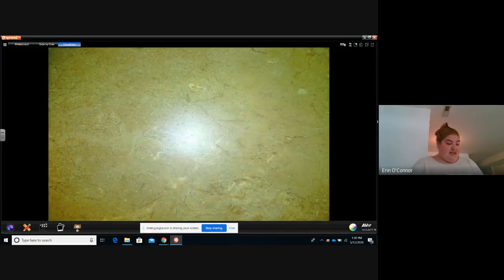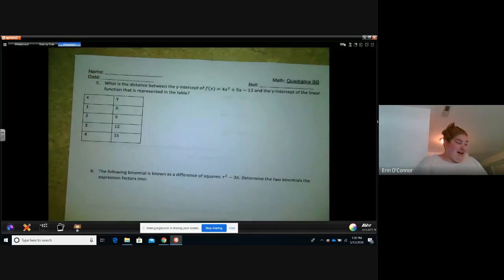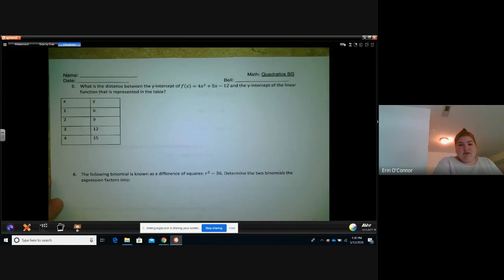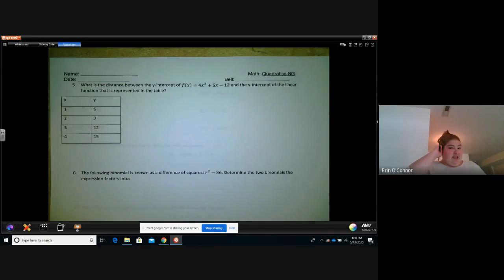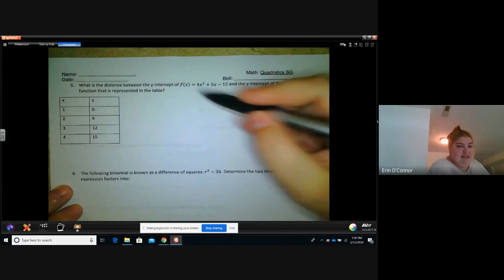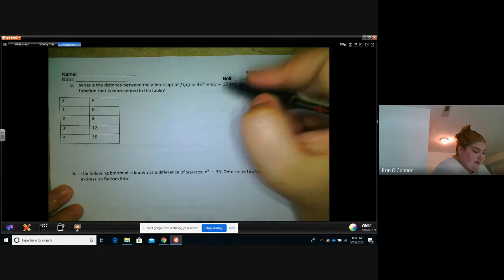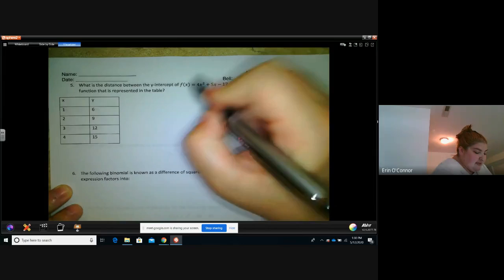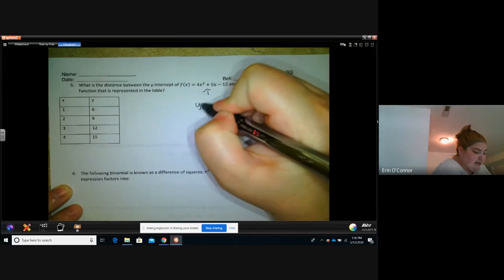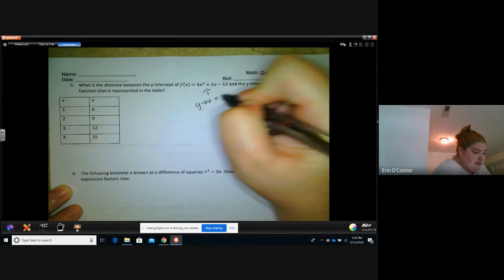What is the distance between the y-intercept of f of x equals 4x squared plus 5x minus 12 and the y-intercept of the linear function that is represented in the table? Well, first of all, the y-intercept up here, remember, it's the constant. The y-intercept here is negative 12. So y-intercept equals negative 12.